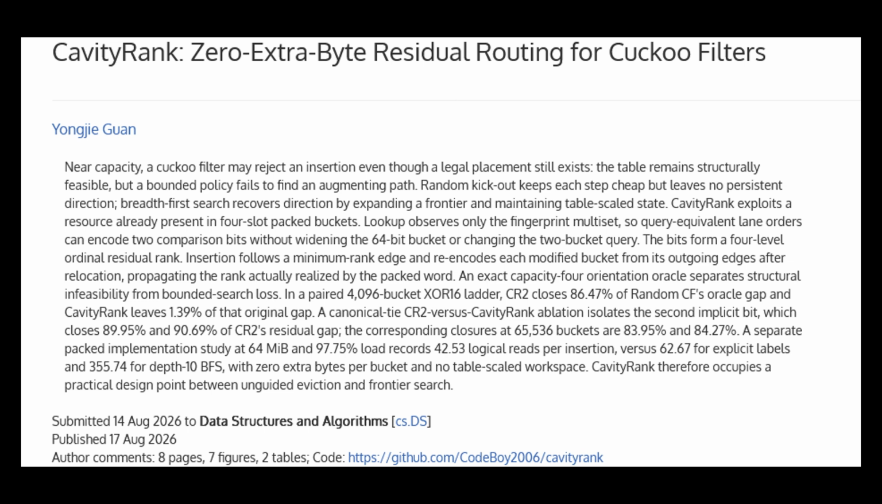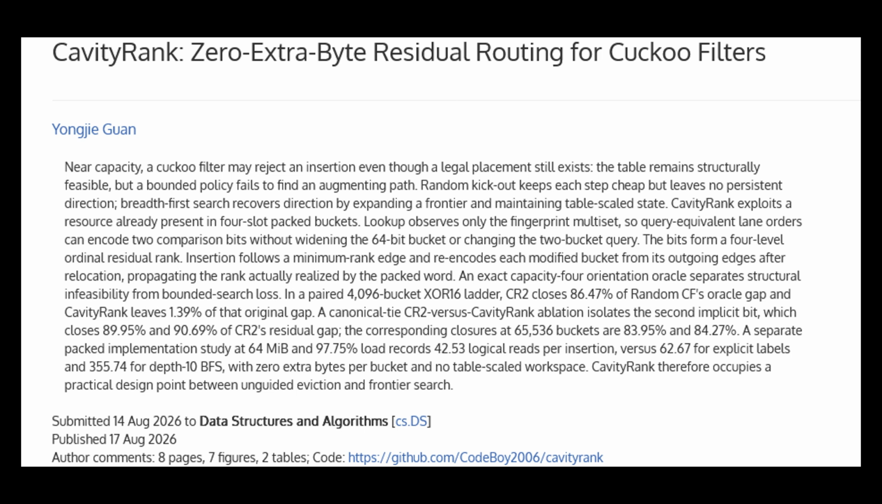Broader implications. CavityRank demonstrates a more general principle: data structure representations often have unused degrees of freedom that can carry control information. Whenever a query observes an equivalence class rather than a unique representation, those degrees of freedom are available for auxiliary purposes. This insight extends beyond Cuckoo filters to other data structures where the same logical information can be represented in multiple ways. The algorithm occupies a practical middle ground between expensive exhaustive search and cheap but aimless random kicking.